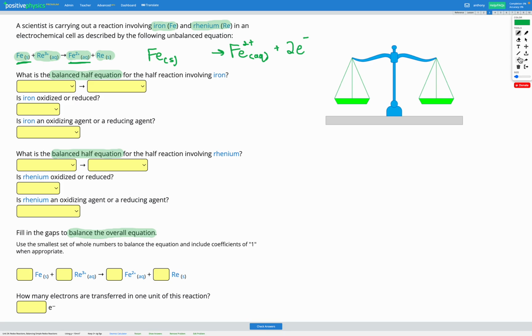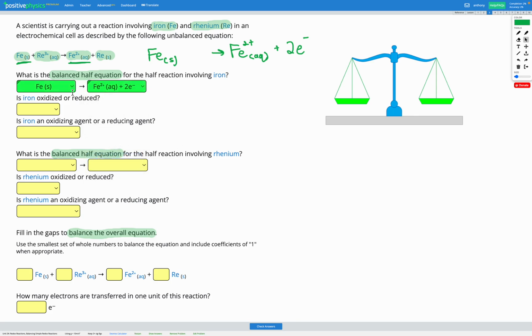Our total charge in our reactants to start with is 0. Our total charge in our products to start with is 2+. So in order to balance those charges on the reactants and the products, if we add 2 minus charges to our right-hand side of our equation, that's going to balance the Fe2+ with the 2e-. So we can go ahead and fill that in here. So we had iron solid in the reactants, and we had iron 2+ ions aqueous and 2e- in the products.